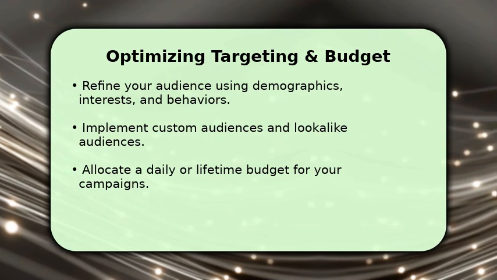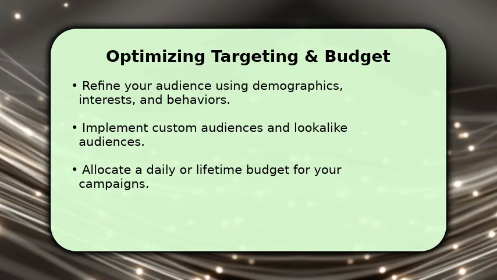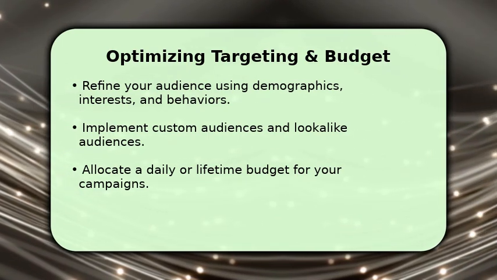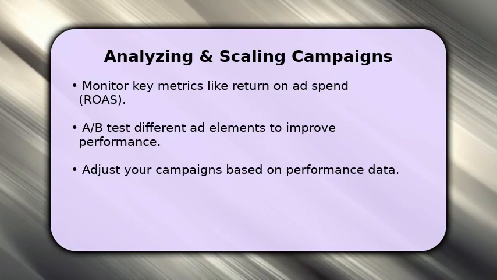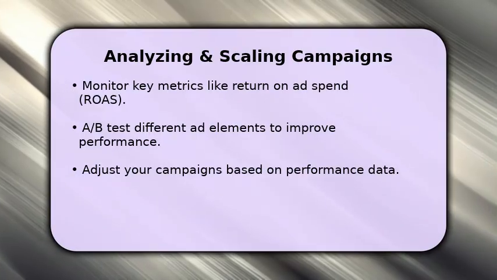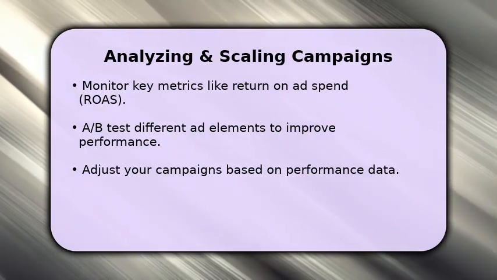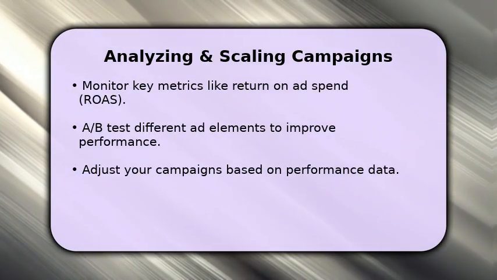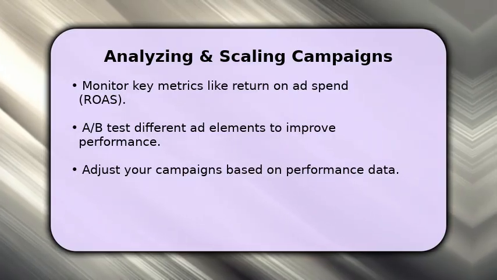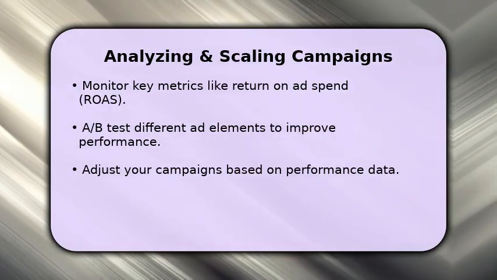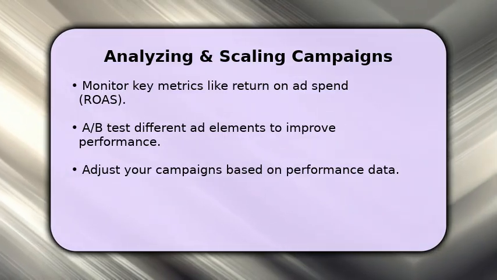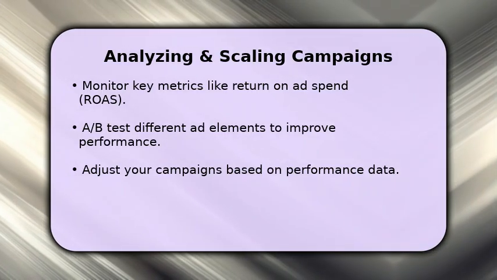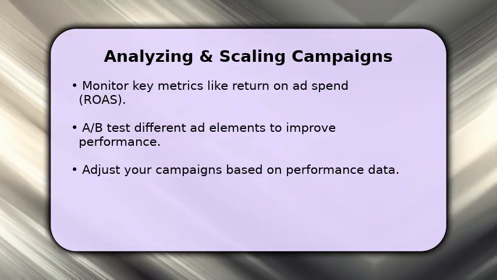Select a bidding strategy, like lowest cost or cost cap, that best suits your campaign objectives, whether it's conversions or reach. Finally, continuous analysis and strategic scaling are vital for long-term growth. Regularly monitor key metrics such as your return on ad spend or ROAS to understand profitability. Conduct A/B tests on various ad elements, like headlines or images, to identify what performs best.